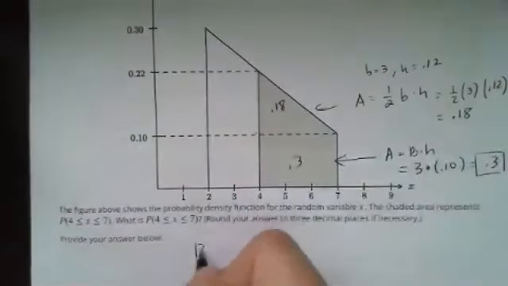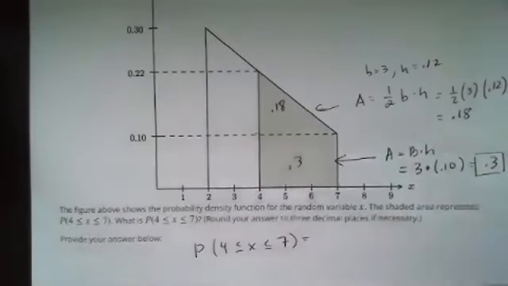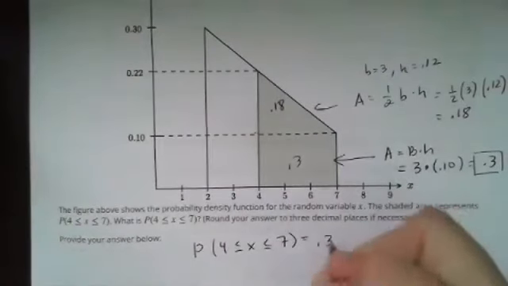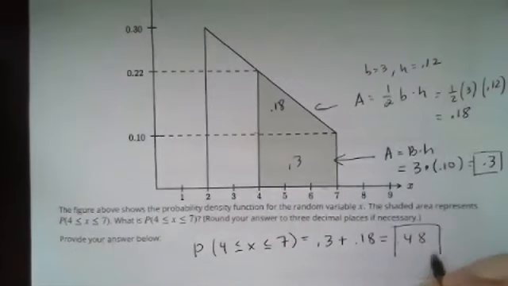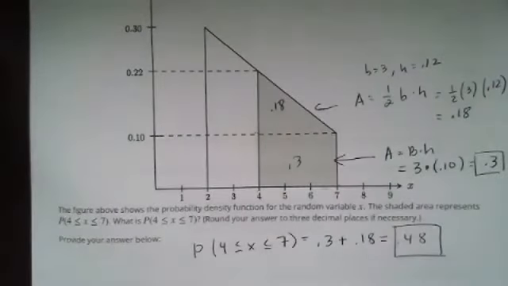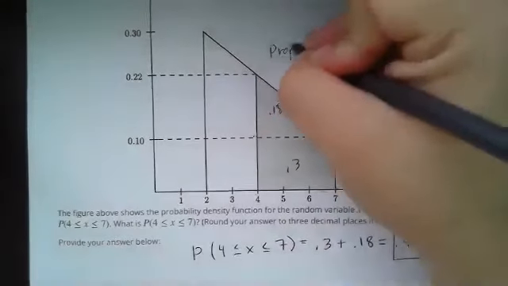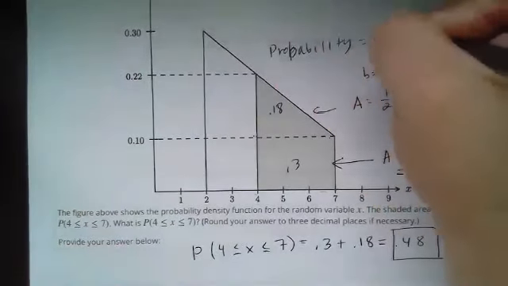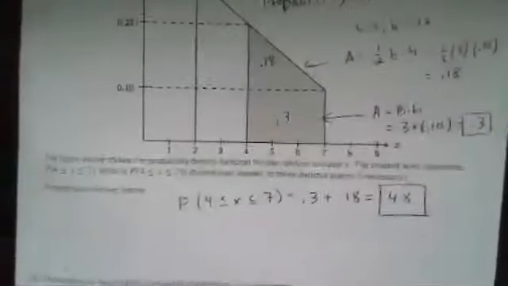So the total area, which represents the probability, is going to be 0.18 plus 0.3. So 0.3 plus 0.18, in other words, 0.48. That's it. So the key takeaway here is that probability equals area. Okay, so that was the huge one. That's basically what you needed to know for that.